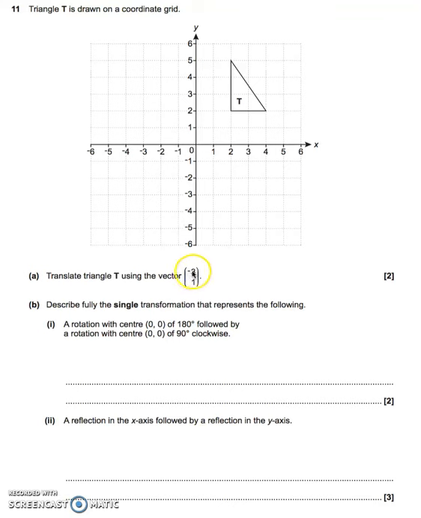The number at the top is the move on the x-axis. If it's negative, you move left. If it's positive, you move right. And the number on the bottom is the move on the y-axis. If it's positive, you move up, and if it's negative, you move down.